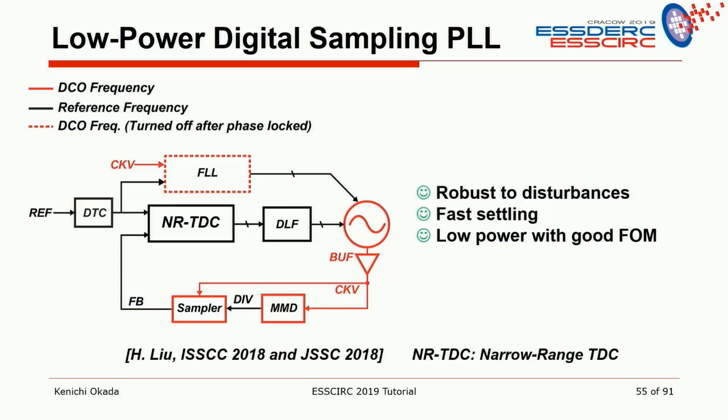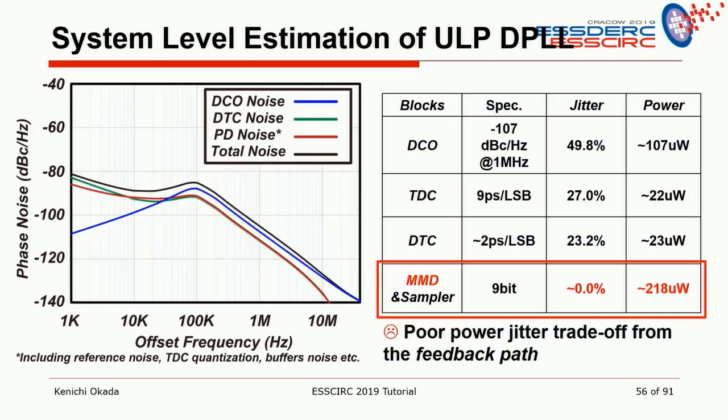On the other hand, this FLL or coarse PLL still needs some power consumption, but after the lock, it can be turned off like this. So maybe this multi-modulus divider and sampler part is the next target for reducing the power consumption.